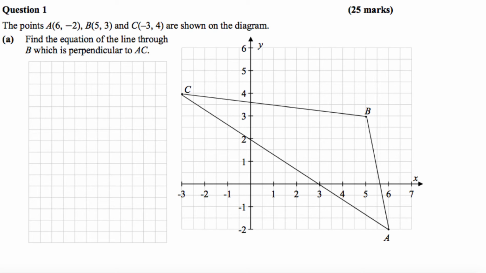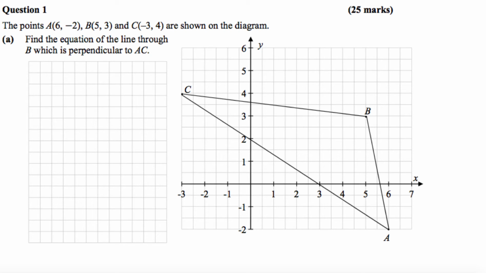So this is the 2016 LC Higher Level Paper 2 and we're looking at question number 1. The points A (6, -2), B (5, 3) and C (-3, 4) are shown on the diagram. So here we have A, B and C. Find the equation of the line through B which is perpendicular to AC.